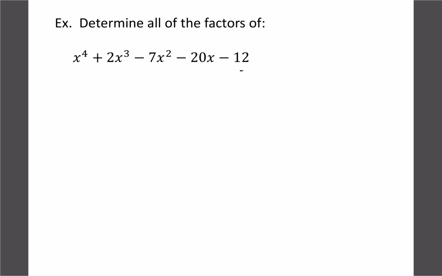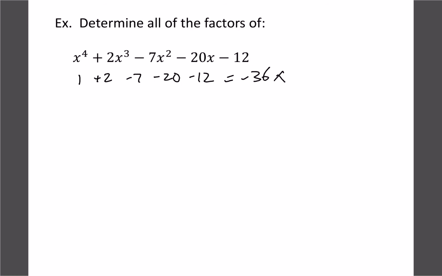So let's try 1. If we plug a 1 into the equation, we'd have 1 plus 2 minus 7 minus 20 minus 12. 1s are really easy because we just use the front numbers. So does that work? We get 3, -4, so we have -36. That doesn't work. So 1 didn't work.